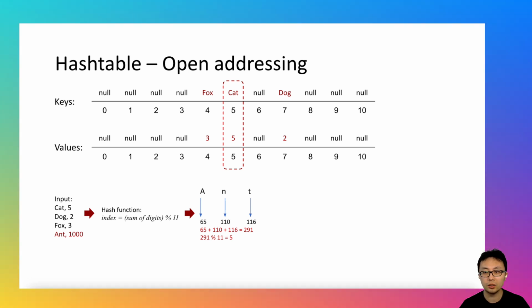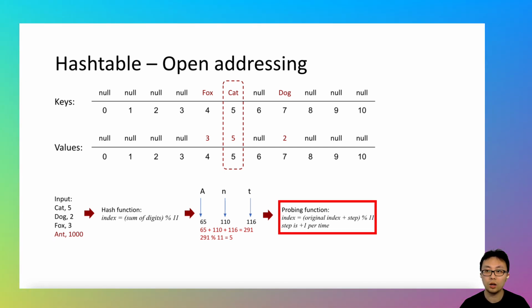When it comes to the last pair, whose key is ant, and the value is 1000, you can't do it because it is supposed to have the same index as the first pair whose key is cat. When collisions like this happen, you can use a linear probing function like this to help you identify the next available position, so that you can store the pair ant 1000 into this hash table.